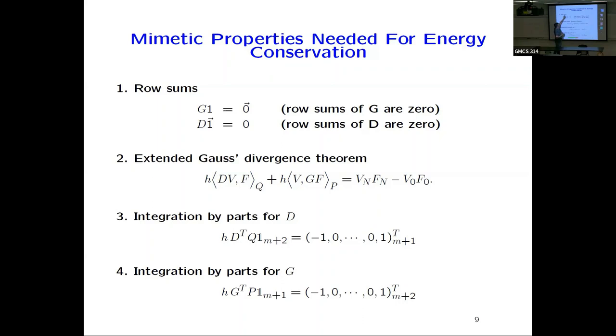Since we approximate this operator by matrices, assume that you have one discretized, a column of only ones, and multiply by a matrix, and you have a vector of zeros. That means that the row sums of G should be zero. And the same happens to the divergence. These are the properties that we need to have, and we have them for proving the energy conservation.